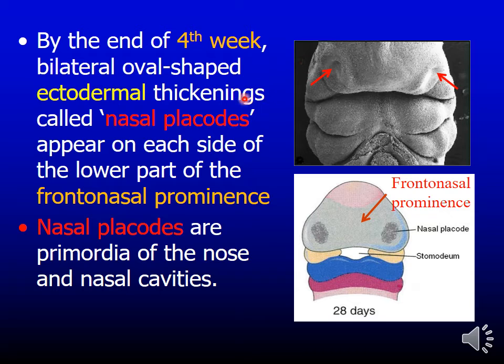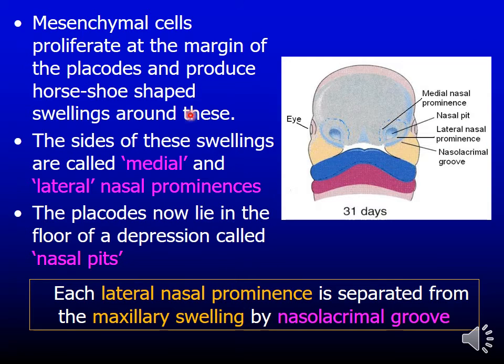At the end of the 4th week, these ectodermal thickenings arise at the lower part of the frontonasal prominence. This is the frontonasal prominence, this is the lower side of it, and here we can see the nasal prominences or the nasal placodes. These are ectodermal thickenings. These are the primordia of the nasal cavities. Mesenchymal cells proliferate at the margin of the placodes.